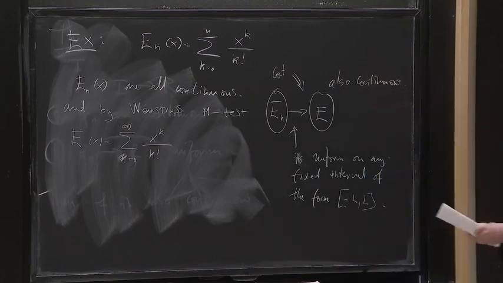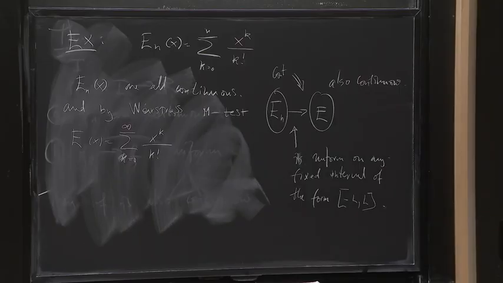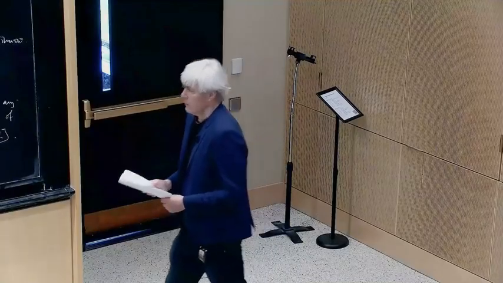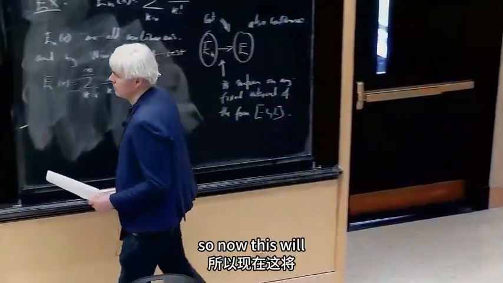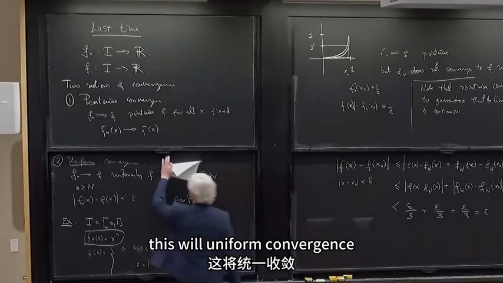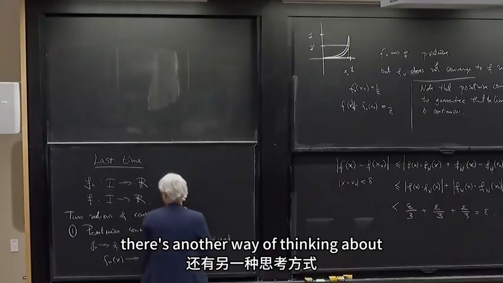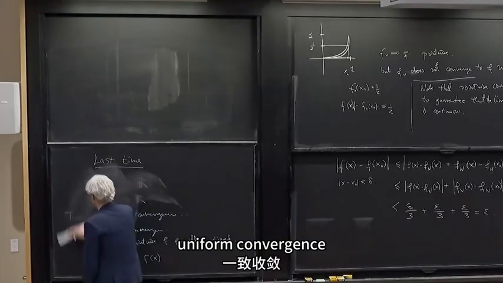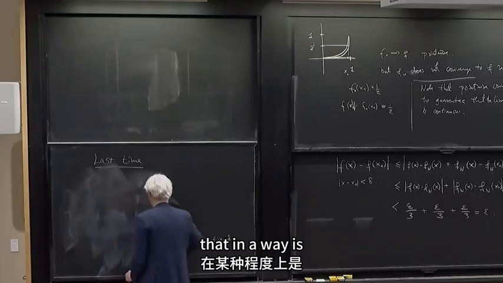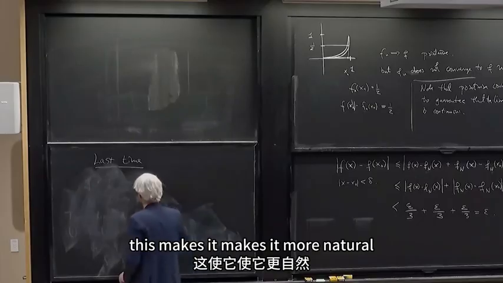Right? So this is implied by the theorem that we just proved. Now, uniform convergence. There's another way of thinking about uniform convergence that, in a way, makes it more natural.